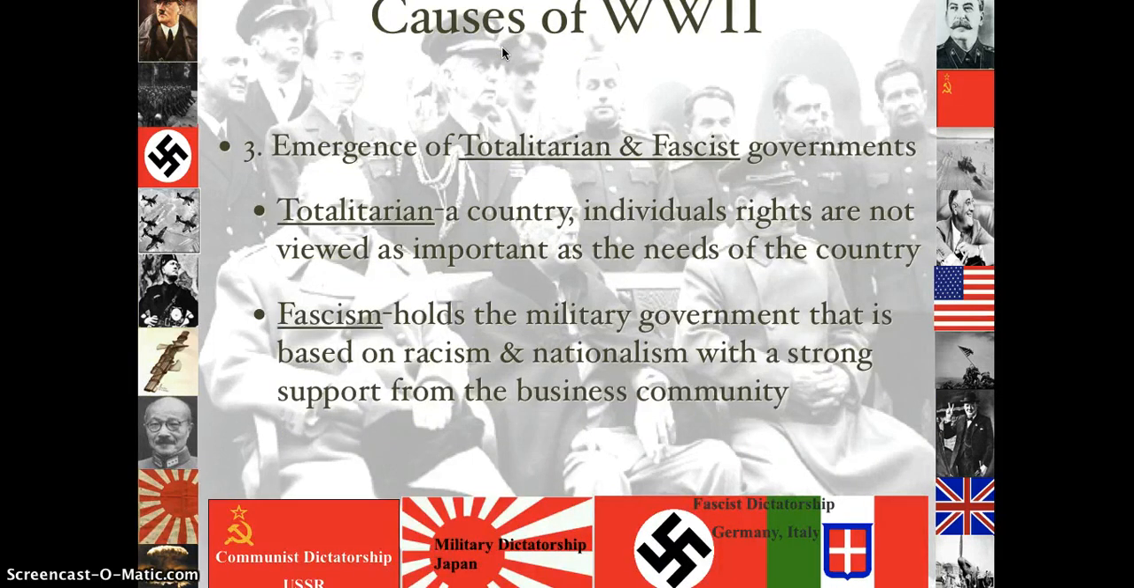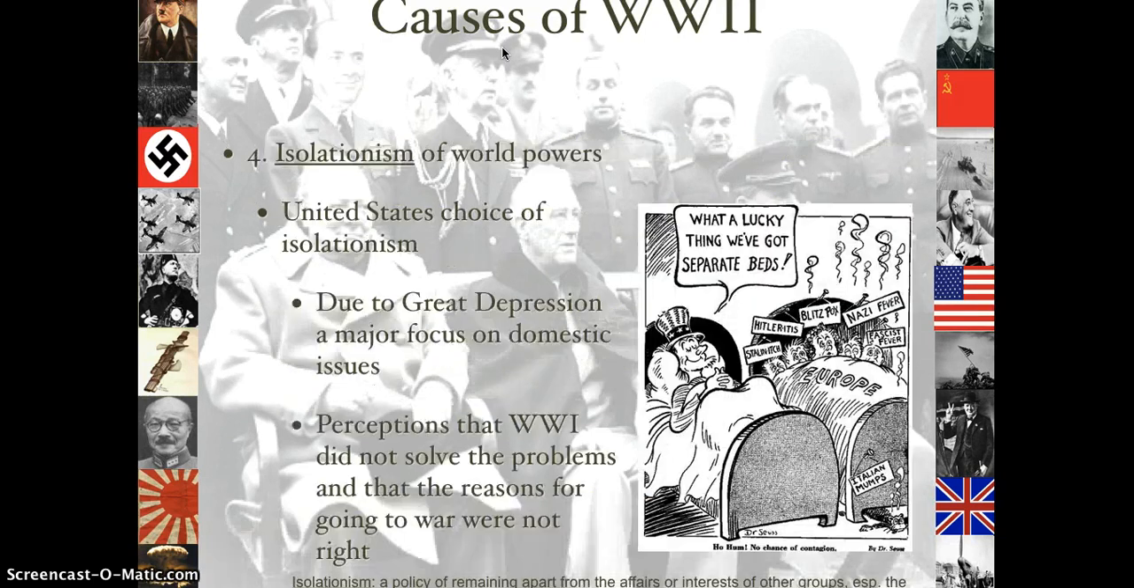Additionally, there's this rise, like I said, of dictatorships, or what we'll call kind of two different versions. There's totalitarian states. All of these represent that, a country in which your rights are not really viewed as important, but the nation is more important than you. And fascism will be a unique niche in that, and that holds that the military runs the government and is largely based around racism and nationalism and some support from the business community. So you can see kind of the breakdown of the different types down below with the flags.